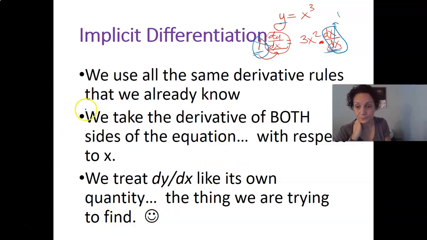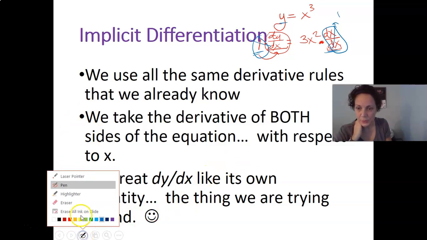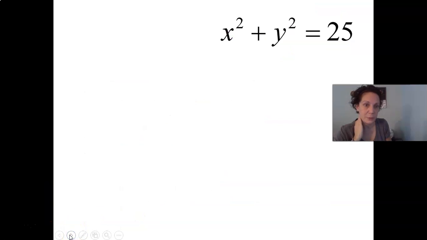Okay, so let me show you what I mean in this beautiful example with a circle. All right, so let's take the derivative of x squared plus y squared equals 25. Now, I could solve this for y and make two functions, right? The positive root of 25 minus x squared and the negative root of 25 minus x squared. I'm not going to do that. I don't need to. I have implicit differentiation in my pocket.